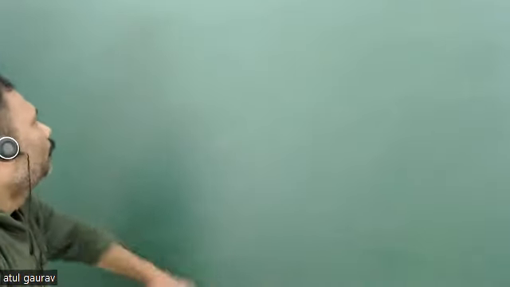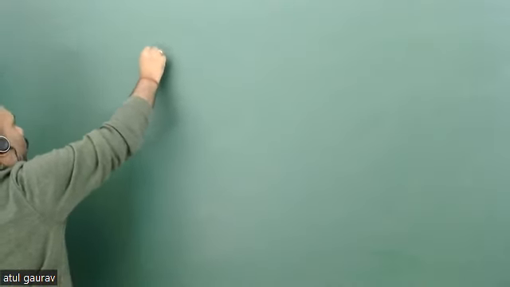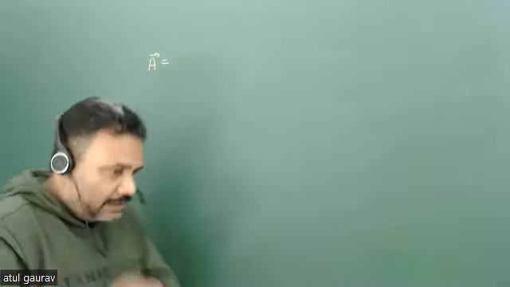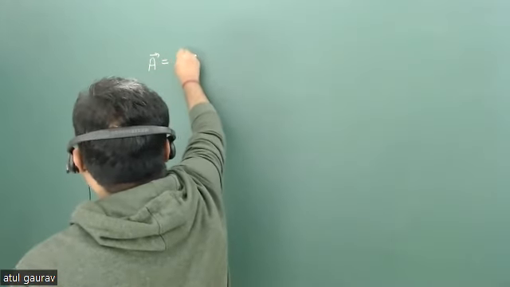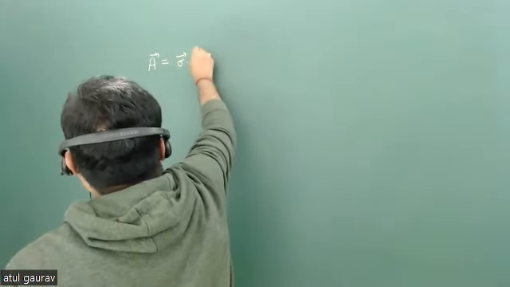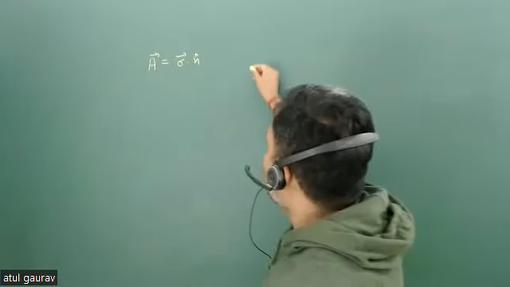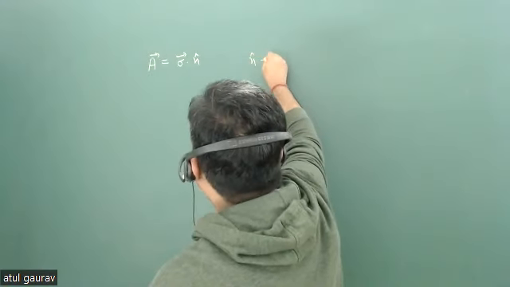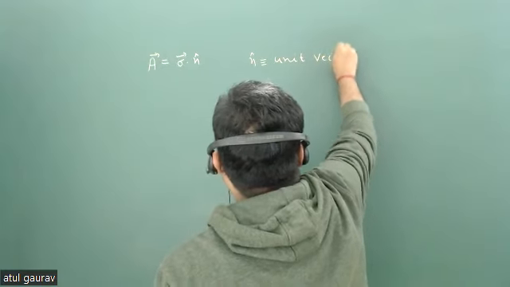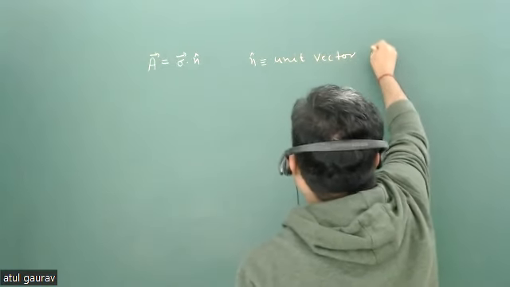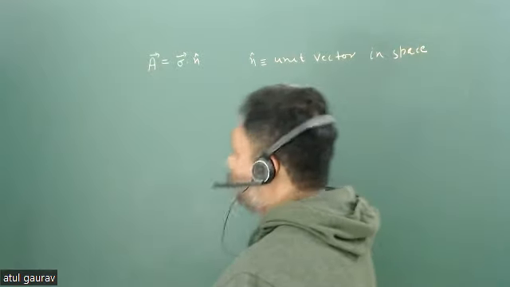Let's try to go for operator A. And what is this operator A? This operator A is basically sigma dot n cap. And what is your n cap? n cap is a unit vector in space.